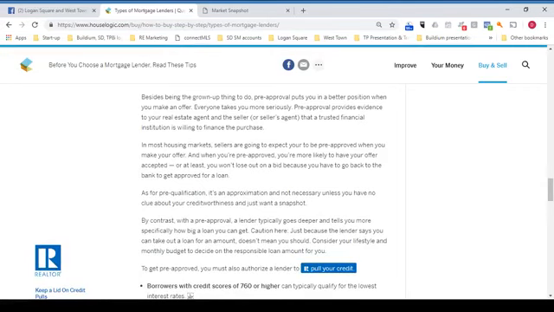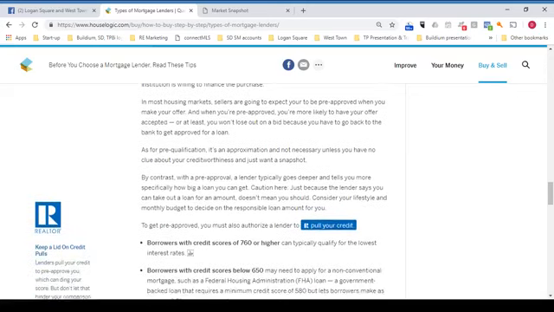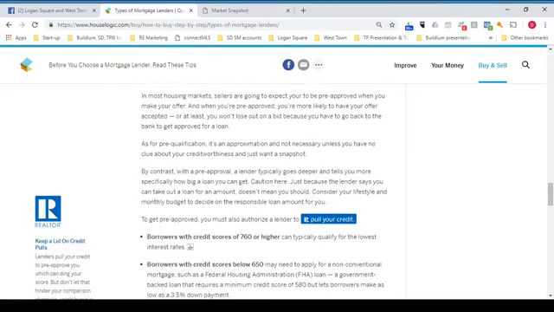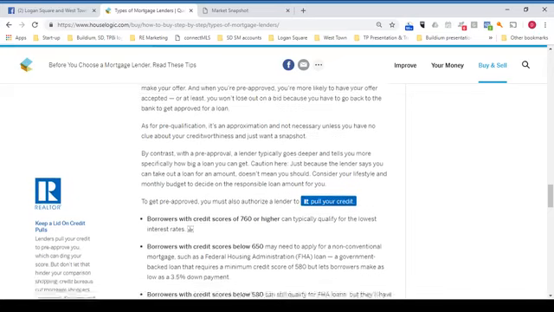Everyone takes you more seriously. Pre-approval provides evidence to your real estate agent and the seller or seller's agent that a trusted financial institution is willing to finance the purchase. Now, in most housing markets, sellers are going to expect you to be pre-approved when you make your offer. And when you're pre-approved, you're more likely to have your offer accepted, or at least you won't lose out on a bid because you have to go back to the bank to get pre-approved for a loan.